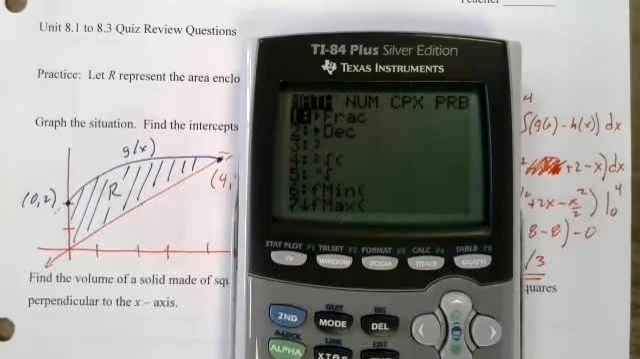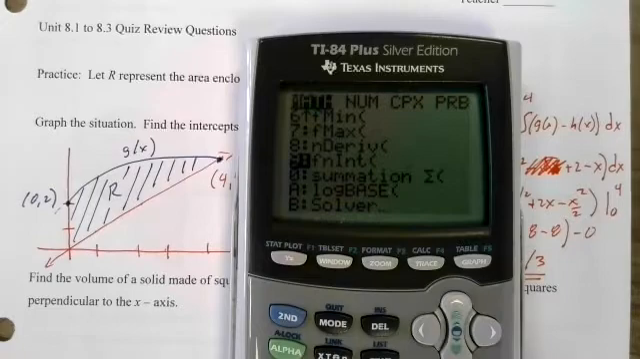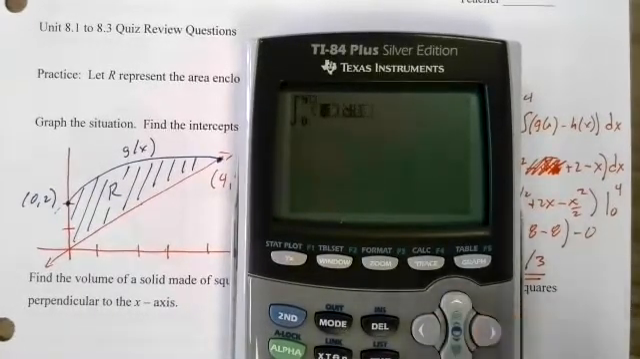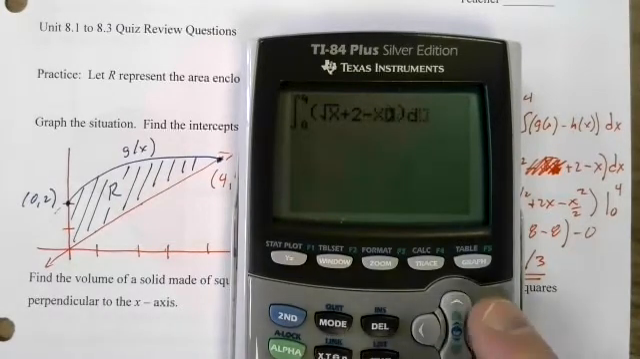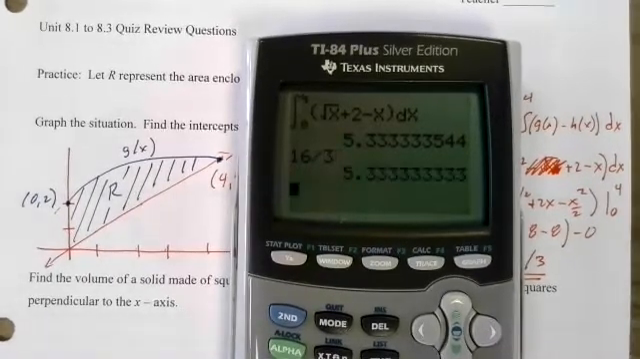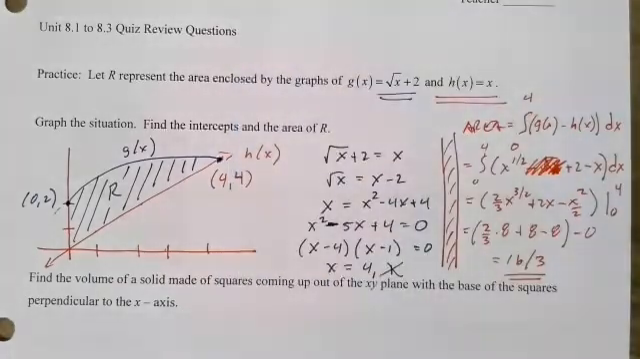Math 9, and set all this up. Actually, I'll do it the one time. 0 to 4, square root of x plus 2 minus x. Notice how long it takes. 16 divided by 3. Also notice it's not perfectly precise because it is doing a numerical approximation, but it's nice to know we did it right.